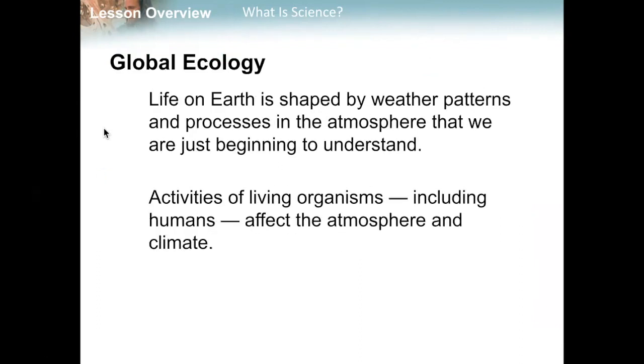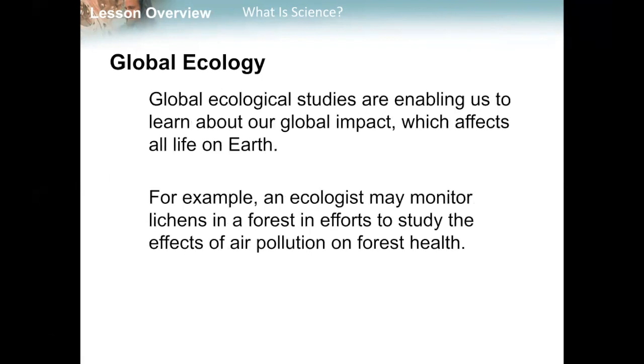Life on Earth is shaped by weather patterns and processes in the atmosphere that we are just beginning to understand. Activities of living organisms, including humans, affect the atmosphere and climate. Global ecological studies are enabling us to learn about our global impact, which affects all life on Earth. For example, an ecologist may monitor lichens in a forest in an effort to study the effects of air pollution on forest health.